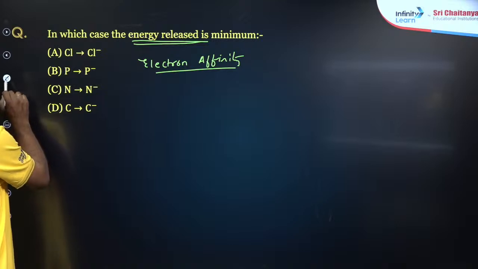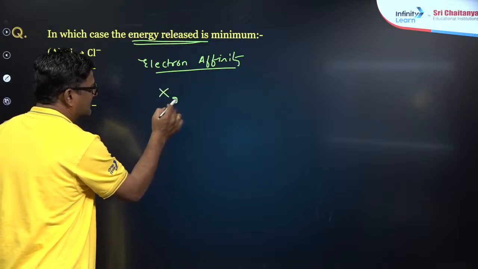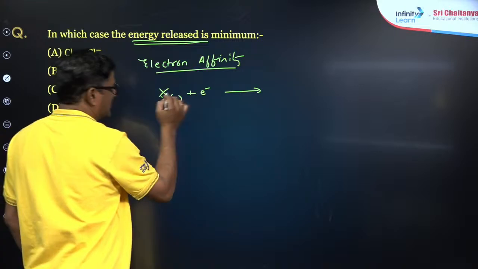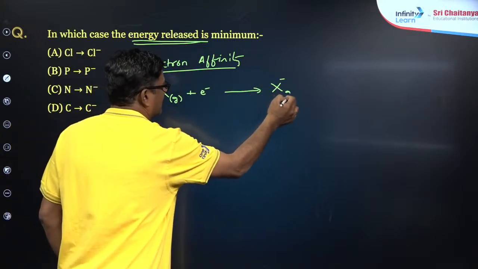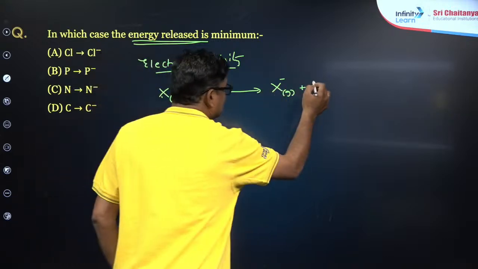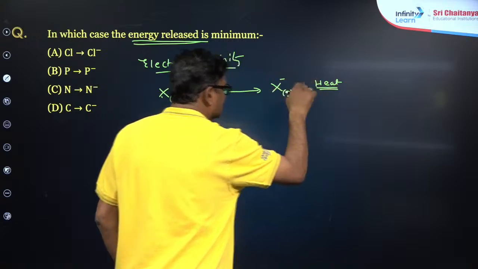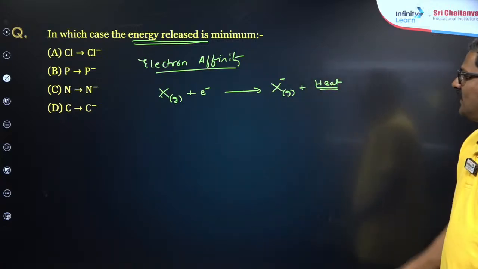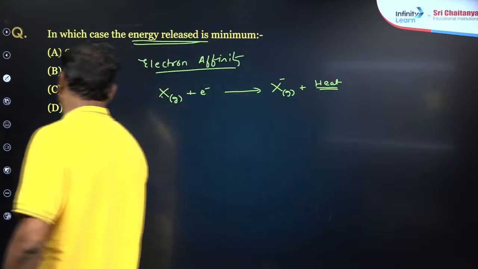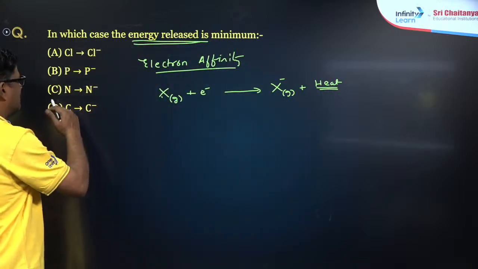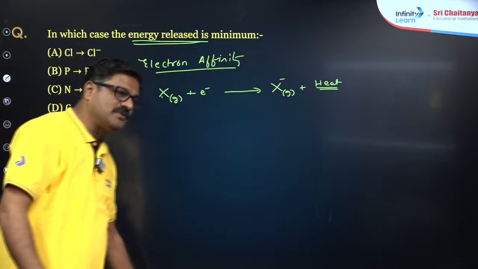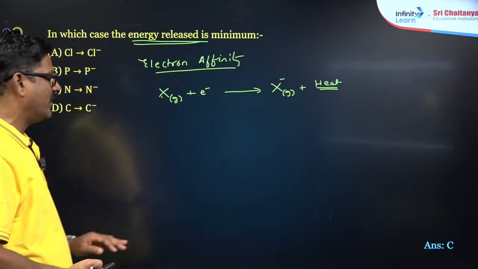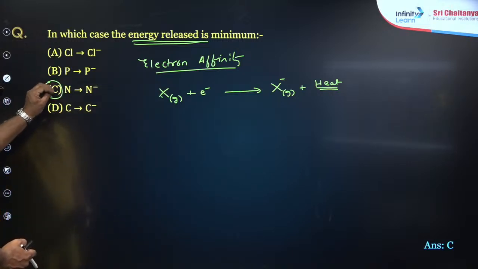Only for you. Now you can see an element in the gaseous state, if one electron is added, disturbing its stability, X minus will form. So heat is released, and that heat is called electron affinity. Hai na beta? So the electron affinity for chlorine, phosphorus, nitrogen and carbon. The one which has high electron affinity will have high heat, low electron affinity will have low heat. In that, nitrogen has the lowest energy released.